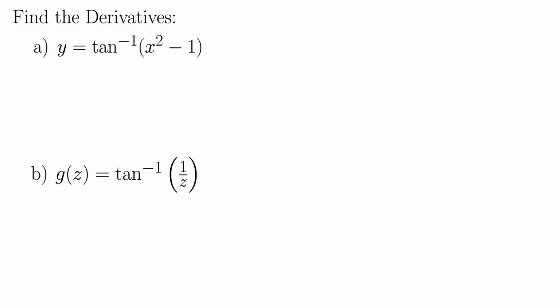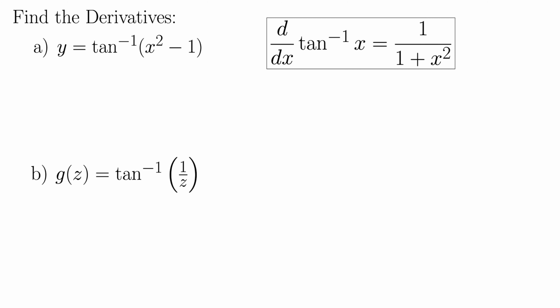Here we're asked to find a couple of derivatives involving inverse tangent functions. The first one says y equals arctan of the quantity x squared minus 1. Okay, so let's bring up the derivative of arctan to remind us what that is. Recall that the derivative of arctan x is 1 over the quantity 1 plus x squared.